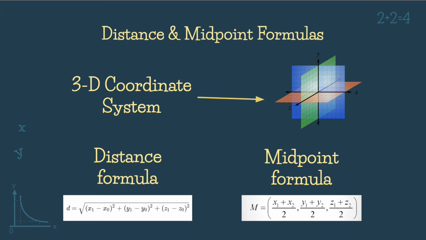When talking of the 3 dimensions in a coordinate system, we have a z-axis on top of the usual x and y axes. The distance between the points x1, y1, z1 and x2, y2, z2 is given by the distance formula, and the midpoint of the line segment joining these 2 points is given by the midpoint formula. And that's it.